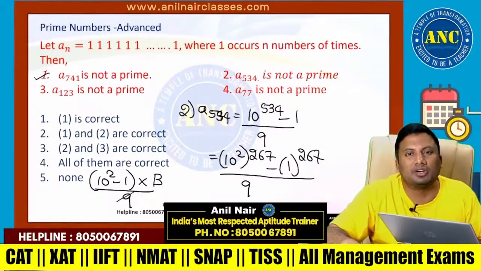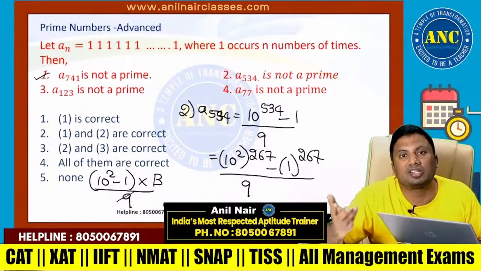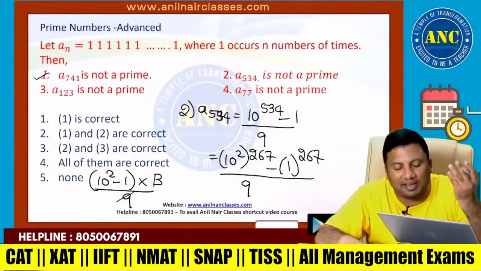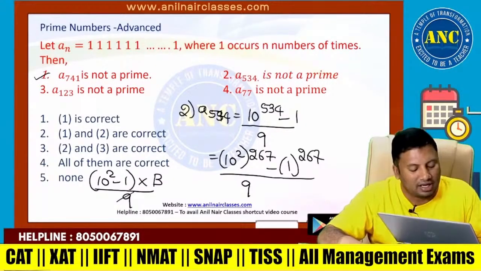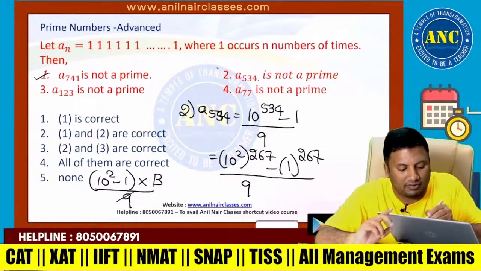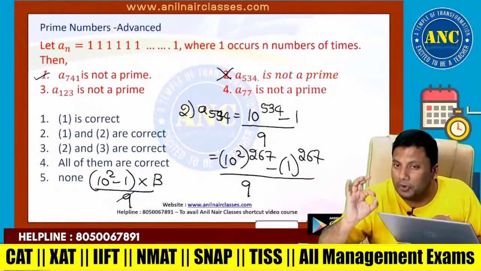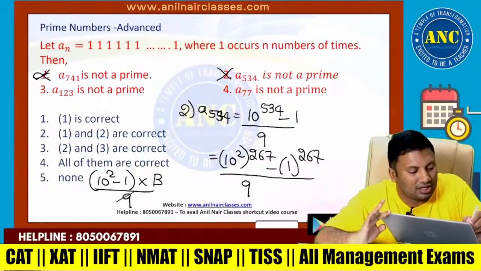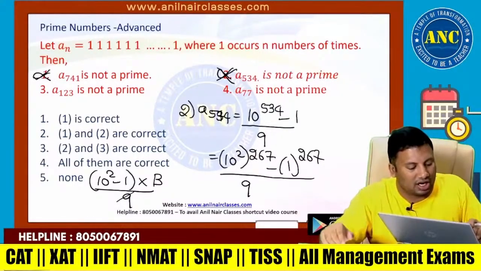100 minus 1 is 99. 99 means 9 goes, 11 remaining. The answer is divisible by 11. If it is divisible by 11, other than 11 itself, every other multiple of 11 is a composite number. So these are not possible. Purely advanced level, conceptual level questions.